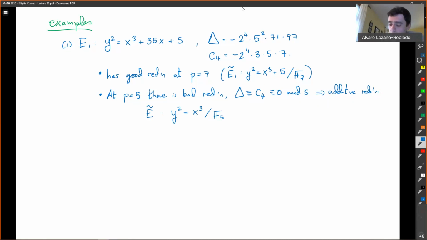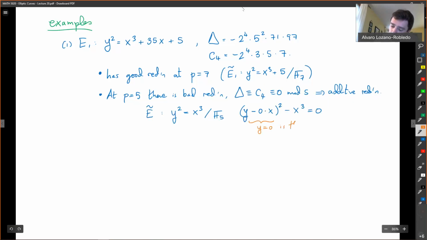And what we're going to do is write this as a Taylor expansion to look at what the tangent lines are. So I'm going to write the entire Weierstrass equation as a Taylor expansion. And then the line y equals 0 is the tangent line at (0, 0), where the singularity happens.